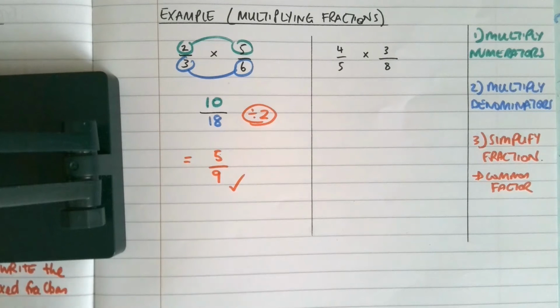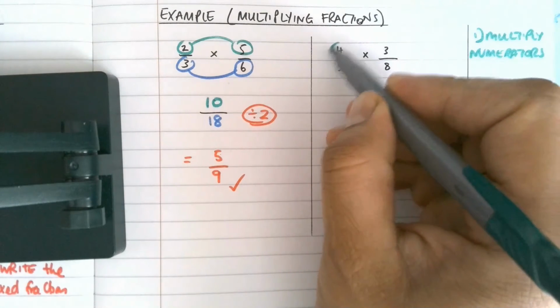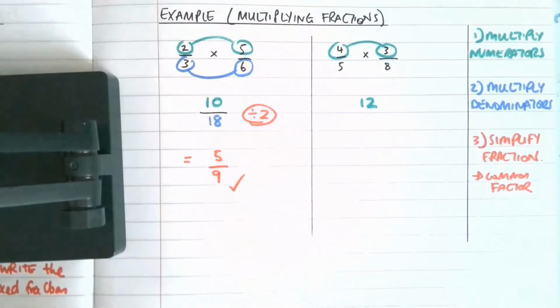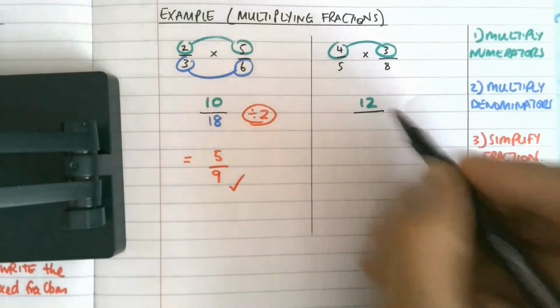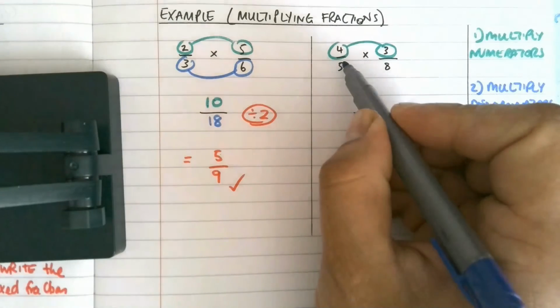And for the second question, 4 over 5 times by 3 over 8, we're going to multiply the numerators together, so 4 times by 3, which is 12. And then we're going to do 5 times by 8, which is 40.